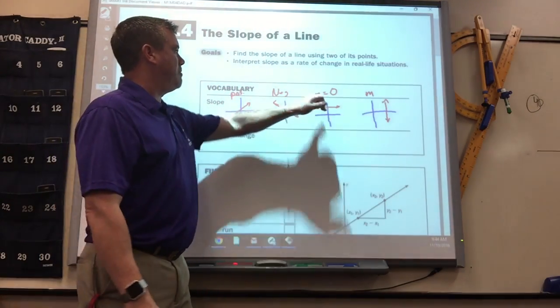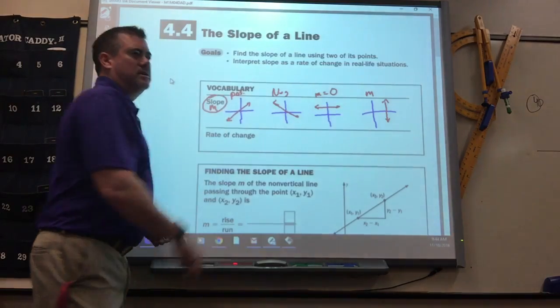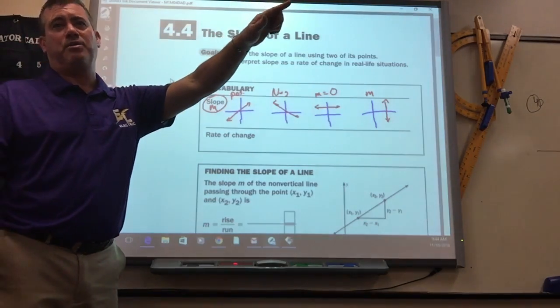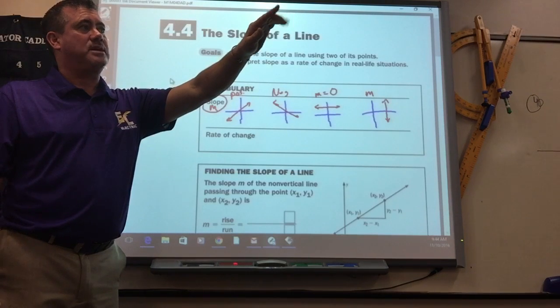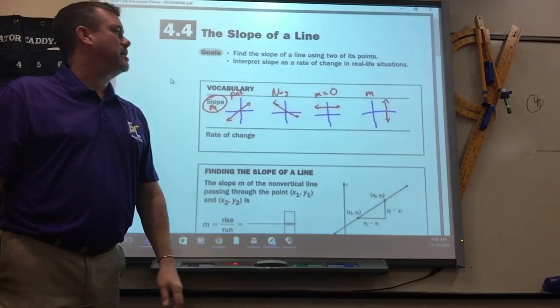Before I go too far, you may have forgotten, they use M for some reason for slope. So on the yellow sign over there, if you forget, it's got the y equals mx plus b. M is the slope, b is the y-intercept.